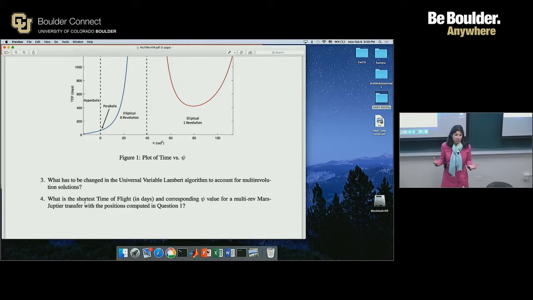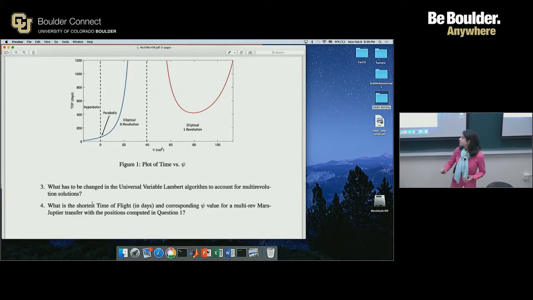And then we discussed this in class already, so hopefully this is a gimme. What has to be changed in your universal variable solver to get multi-rev? And then I want you to compute the shortest time of flight in days. So basically, that minimum on the red curve, the minimum time of flight that you need. Okay? Any questions on multi-rev? Okay?